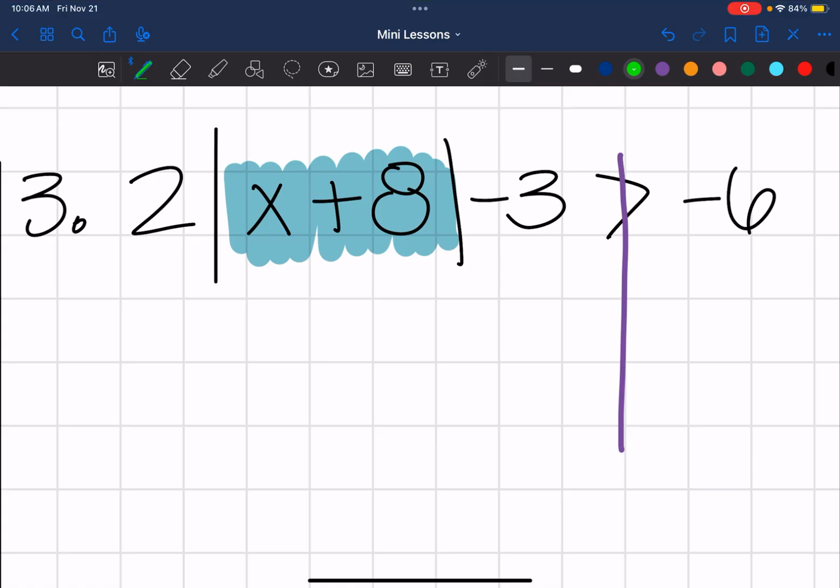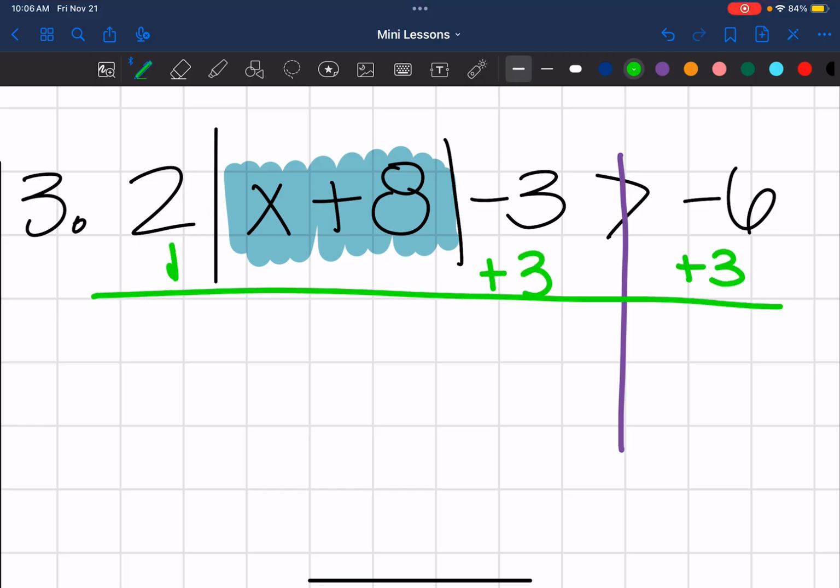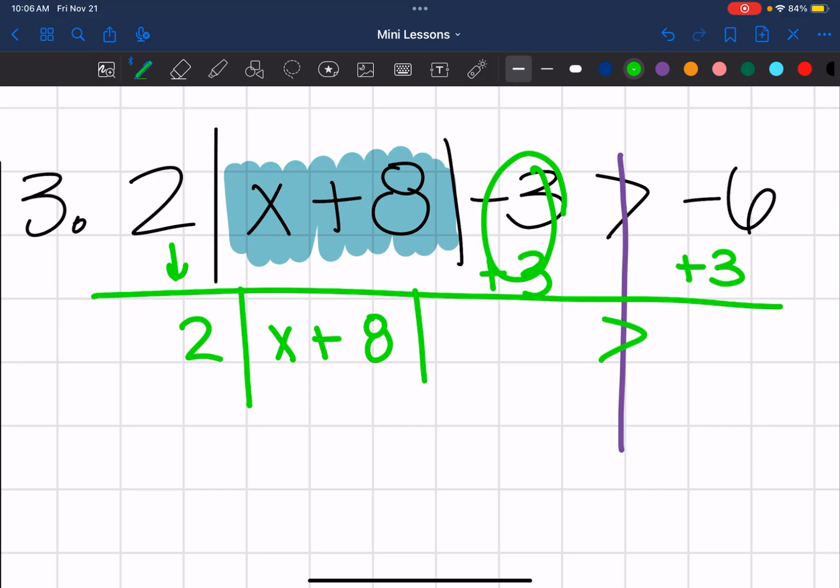So the first thing we need to move to be able to isolate our absolute value is this -3. The opposite of that is by adding 3. So I'm going to add 3 over, drop down the 2, drop down the absolute value of x plus 8. -3 plus 3 will be 0, so that is gone. And then dropping down the inequality. And then negative 6 plus 3 will be a negative 3.